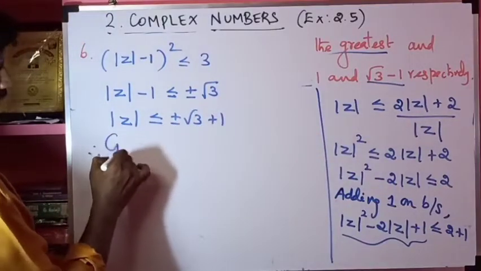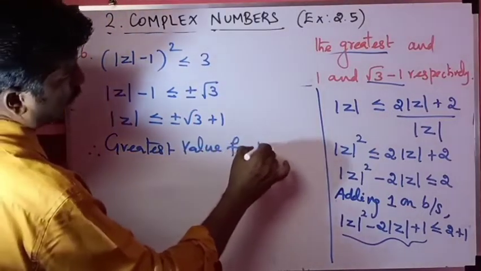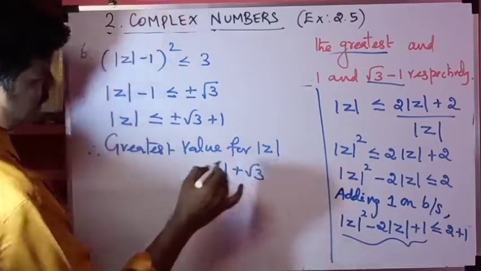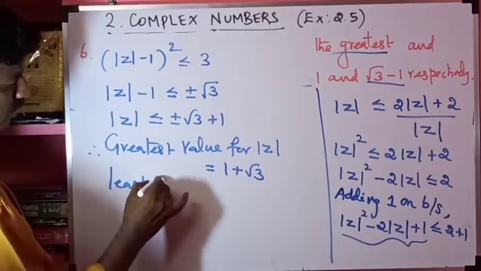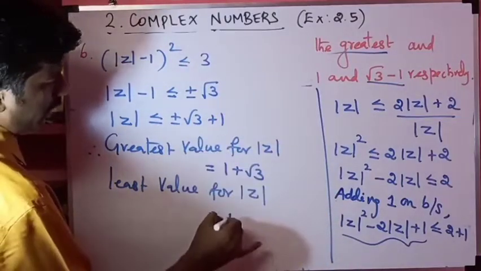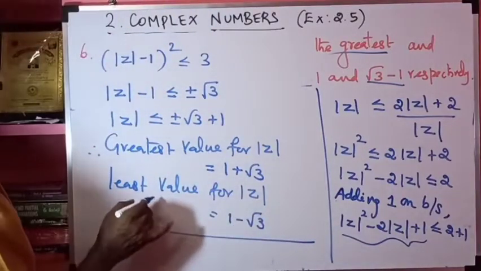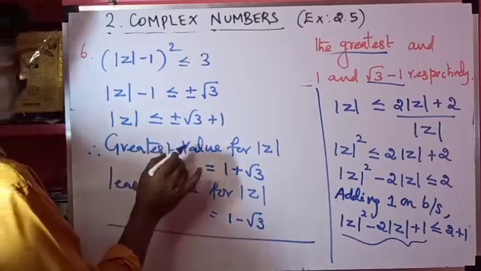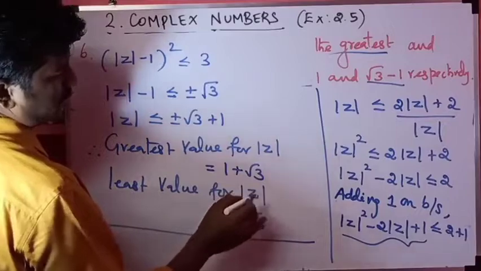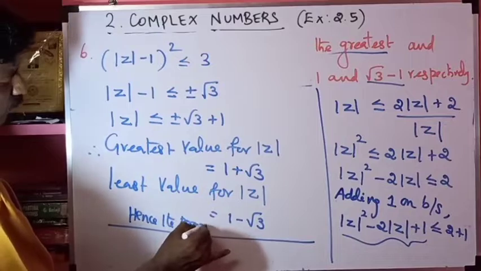So here the greatest value for modulus z is equal to 1 plus root 3, we can take, right? The least value for modulus z is equal to 1 minus root 3, we can take, right? So we have proved it. What did we prove? The greatest value for modulus z is 1 plus root 3 and the least value for modulus z is equal to 1 minus root 3. So hence the proof.